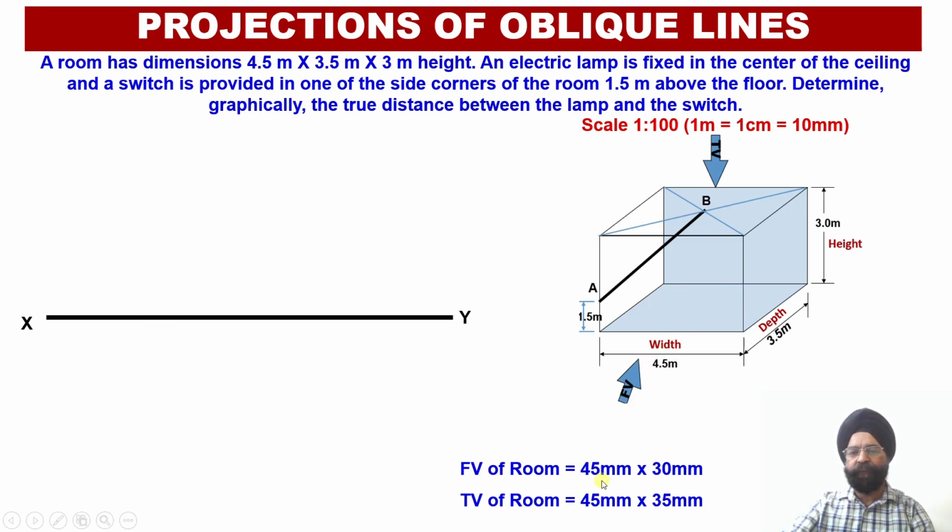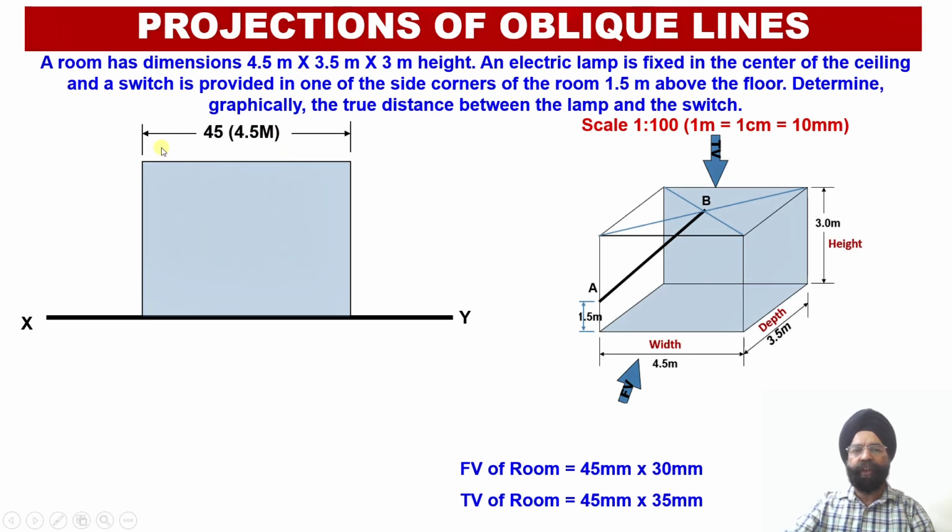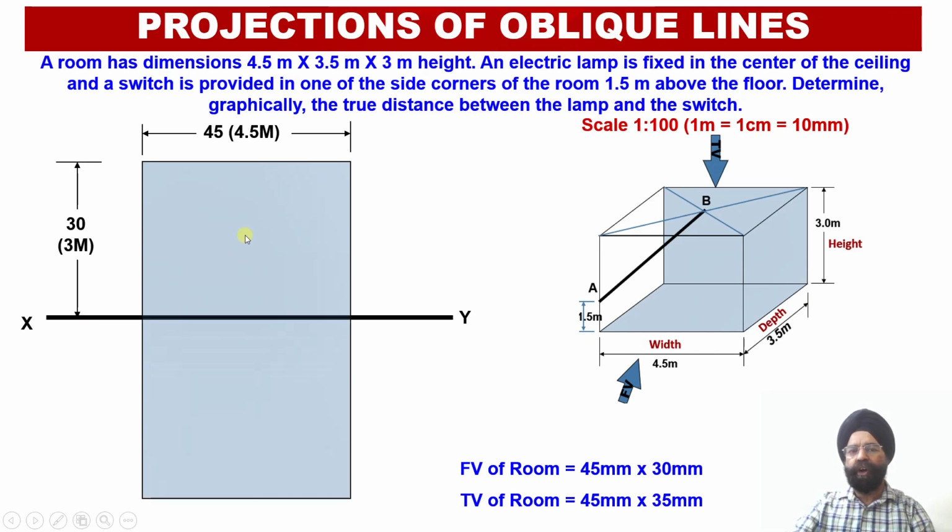As we have discussed, the front view will be a rectangle having the dimensions width equal to 45 millimeter and height equal to 30 millimeter. So here we have drawn the front view of this room, in which the width we have taken as 45 millimeter and the height of the room we have taken as 30 millimeter.